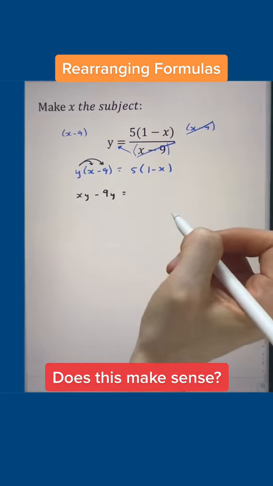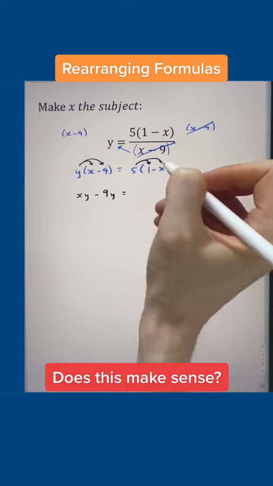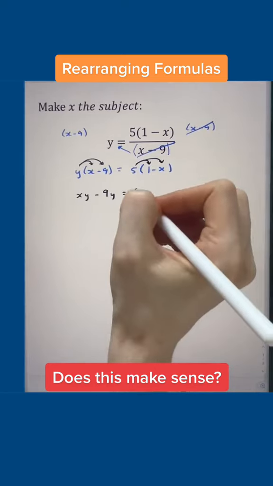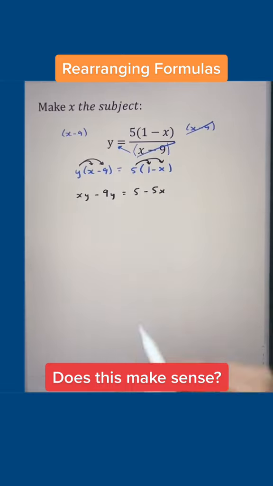On the right-hand side, again, we've got a single bracket. We multiply whatever's directly outside the single bracket by each term directly inside. 5 times 1 gives us 5, and 5 times negative x gives us negative 5x.